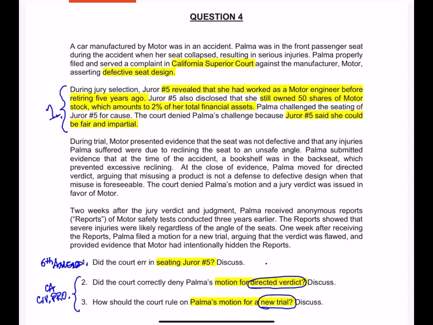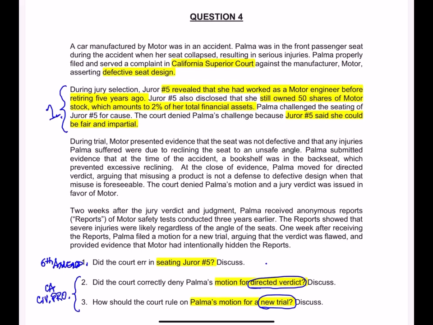This hypothetical tells us the court denied Palma's challenge because juror number 5 said she could be fair and impartial. In other words, the judge, looking at those facts and what the juror said, decided that there was no cause to exclude her. So my answer to call 1 is going to be no, the court did not err. The standard is whether the juror can be fair and impartial, and the juror said she could. So the judge denied the challenge appropriately.